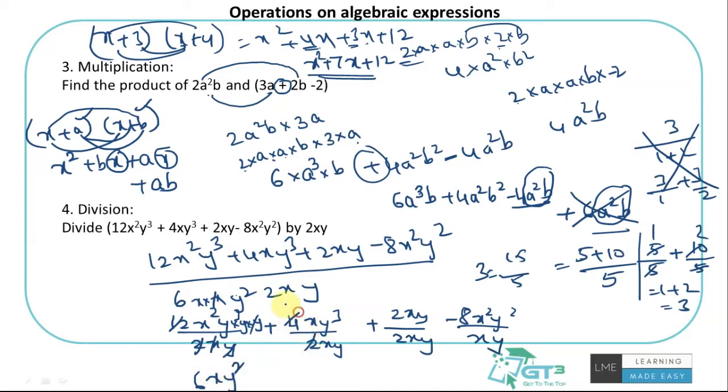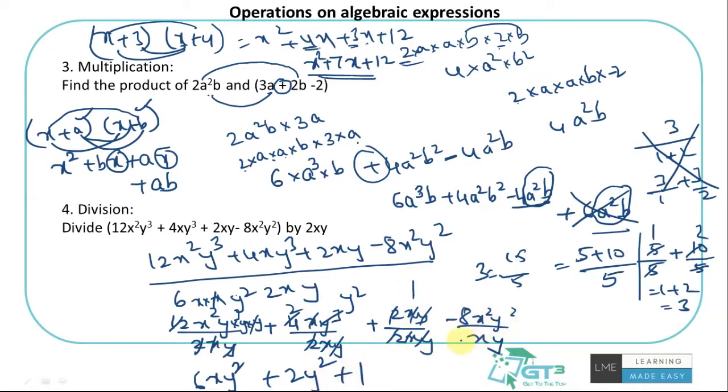What about this? 2 1s are 2, 2s are... x and x will get cancelled out. y cube by y will be y square again, because y cube is 3 times y, so one y will get cancelled out. So this will become plus 2y square. 2 2 will get cancelled out. x will get cancelled out. y will get cancelled out. So it's basically 1 that is remaining. So it's plus 1.